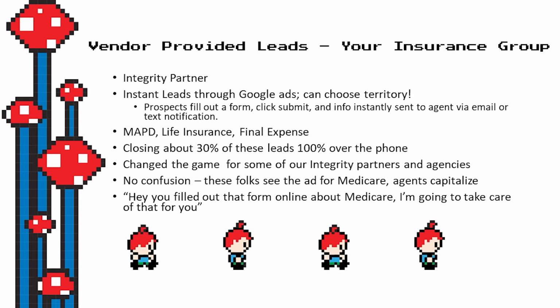It's got a ton of great information. We'll get into all the information that's included in those lead programs. Right now, they've got Medicare Advantage, life insurance, and final expense options for these internet leads that you're going to be getting. Throughout Integrity, they've been really focused on test groups and test organizations. And one of our Integrity partners has been closing about 30% of these leads that come through the door at 100% over the phone.